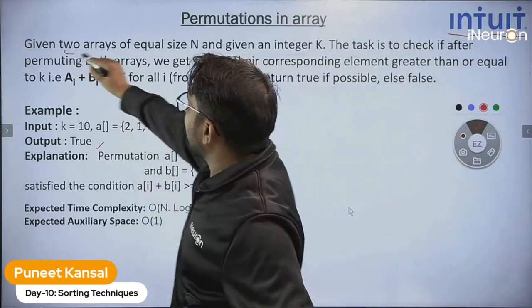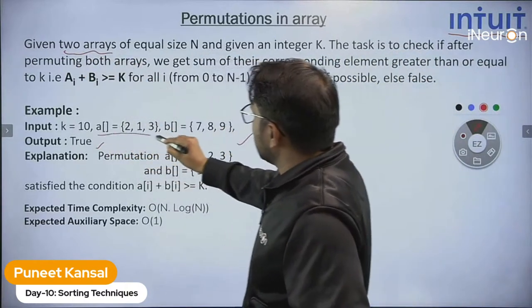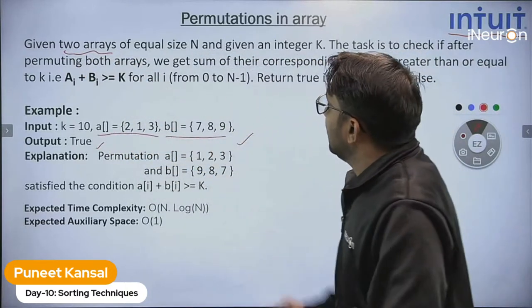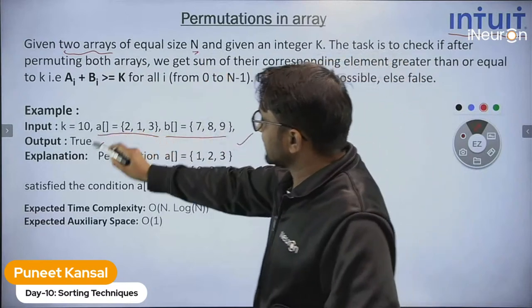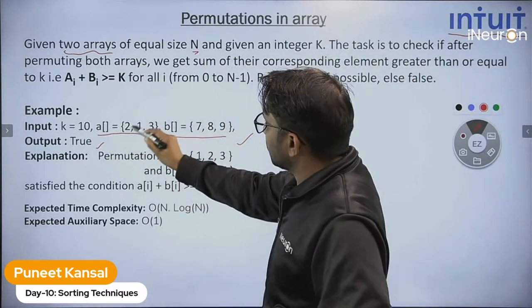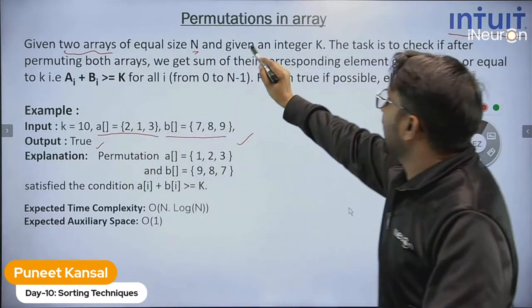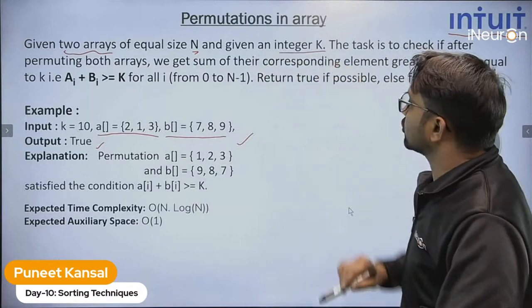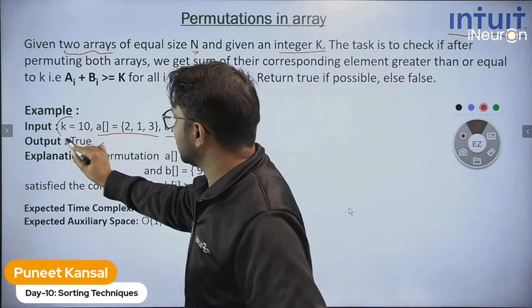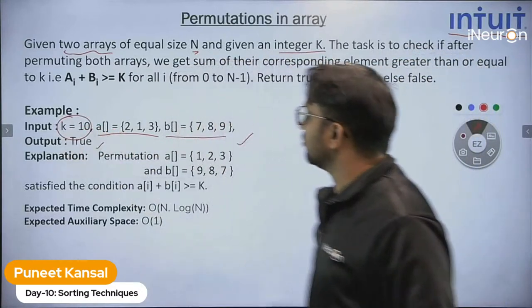We have been provided two arrays, one is this and one is this. Both are of size n. In this case, n is 3, the number of elements is 3. And they have provided one integer also, k.